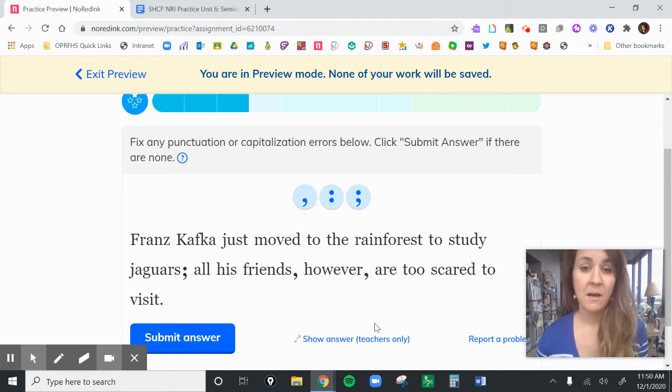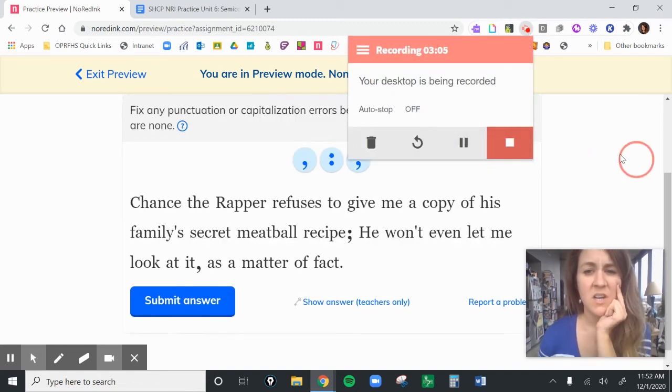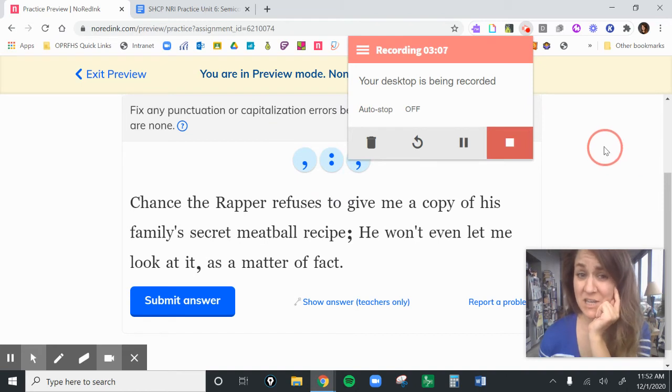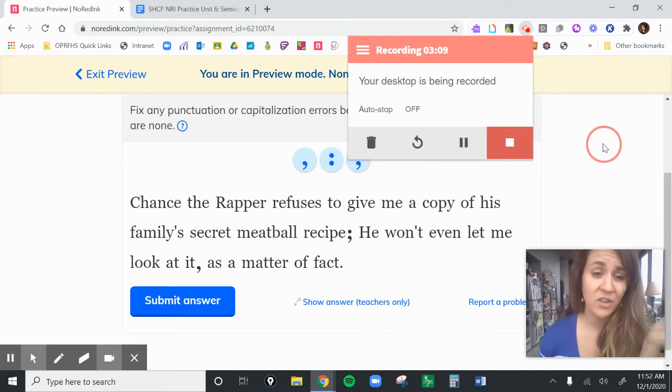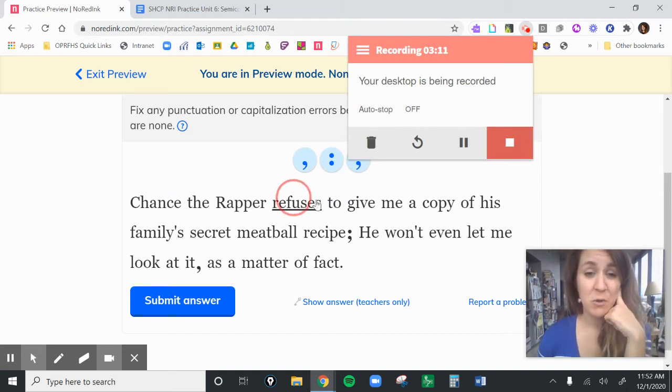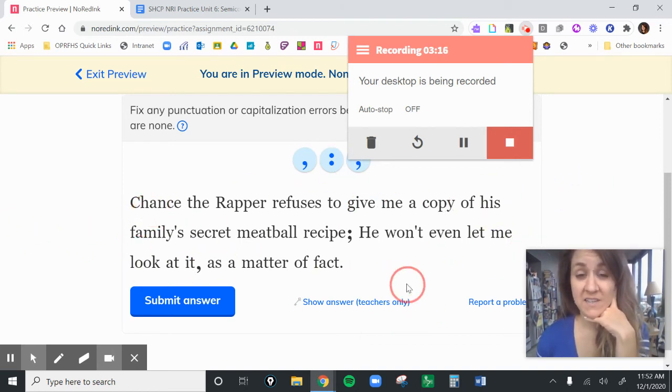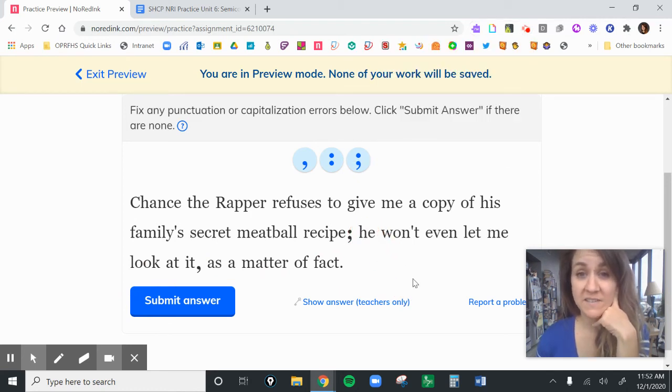Okay. I'm going to see if there are any new ones. They're all pretty much the same. Here's one that's a little bit different. Chance the Rapper refuses to give me a copy of his family's secret meatball recipe. He won't let me look at it, as a matter of fact. The thing that's different here is that you have to know to lowercase the second sentence, because with the semicolon, the second sentence is always lowercase.